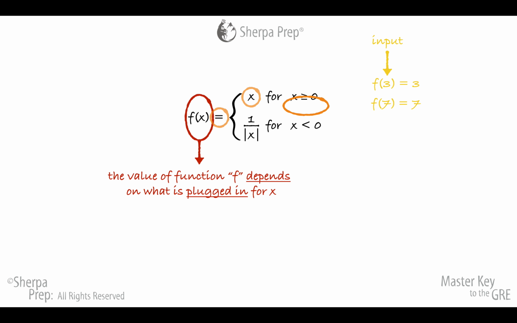Now this part down here says that whenever your input value is negative, that is to say less than 0, the function, that is f, will equal 1 over the absolute value of whatever we plugged in. To make that sound a little less evil, say our input value was -2. That means our function, our f, would equal 1 over the absolute value of -2. So let's go ahead and look at the quantities now.